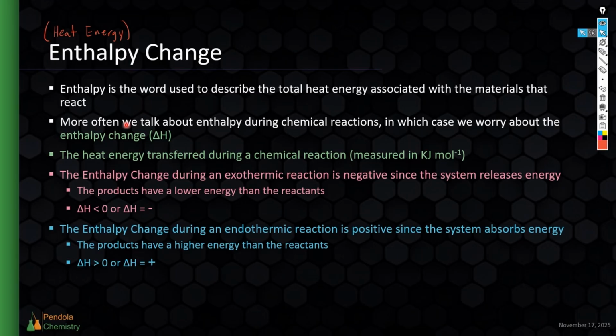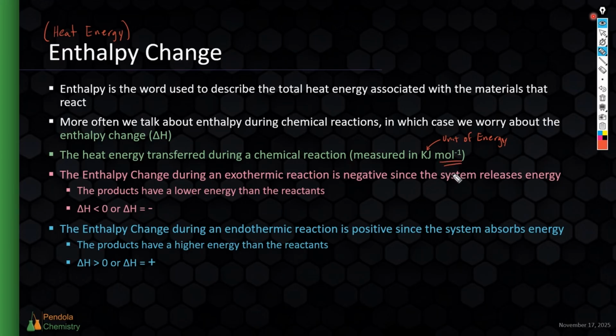So is the process giving off energy or is the process absorbing energy? The heat energy transfer during a chemical reaction or a physical process is what we call the enthalpy change, and it's usually measured in kilojoules per mole. Kilojoules is a unit of energy, and it's very important that you start to learn this because we're going to use this a lot. It's a unit of energy that we talked about before when we did ionization energy. So kilojoules per mole means amount of energy per mole of something.